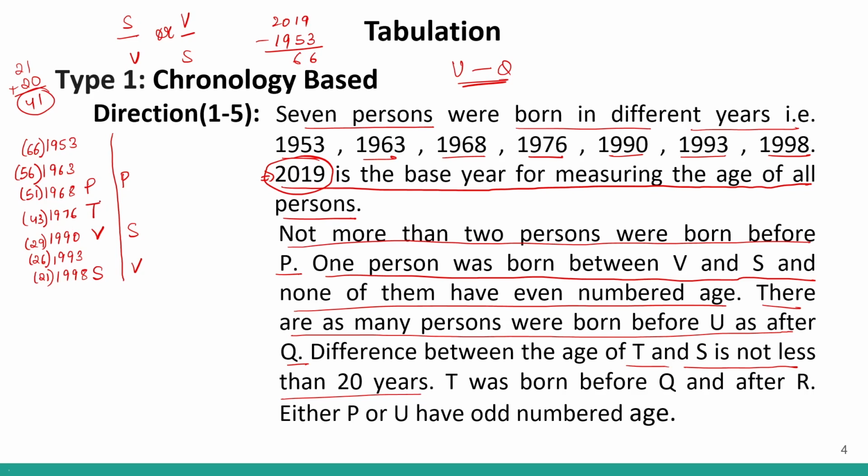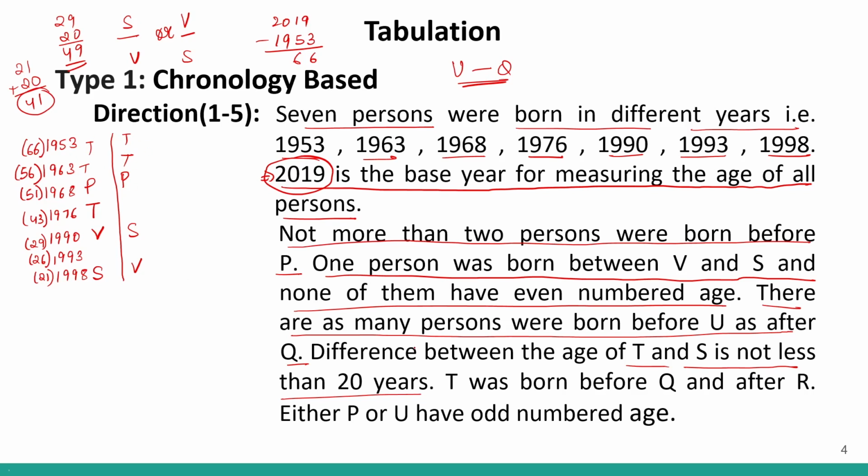T can be here. And in this situation, we have S. So 29 plus 20, that means at least 49 years old. So T can be here. T can also be here, also here, also here. Okay, so let us hold this information.